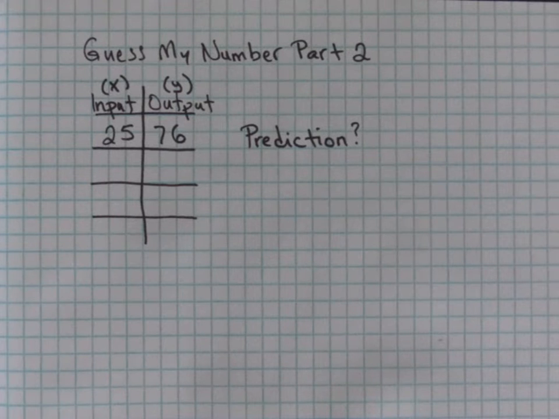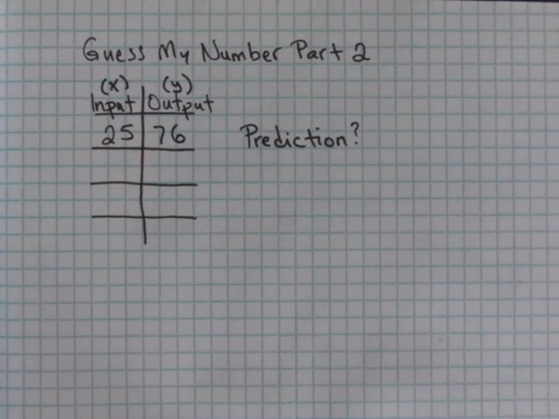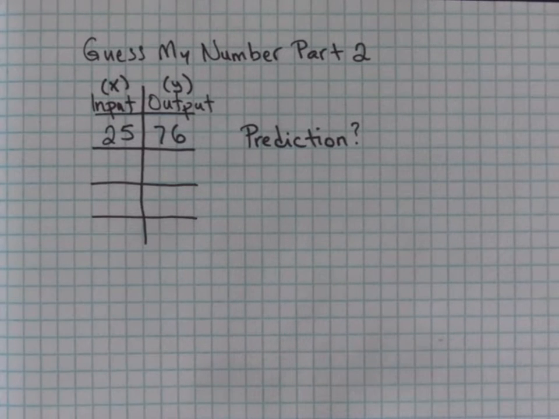Can you please put it in the chat? ¿Cómo le hago para cambiar de 25 a 76? How do I change from 25 and end up with 76? Give me a prediction. Anything you think might work, just like last time. You can send it to me privately, you can send it to me regular, but put it in the chat, please.